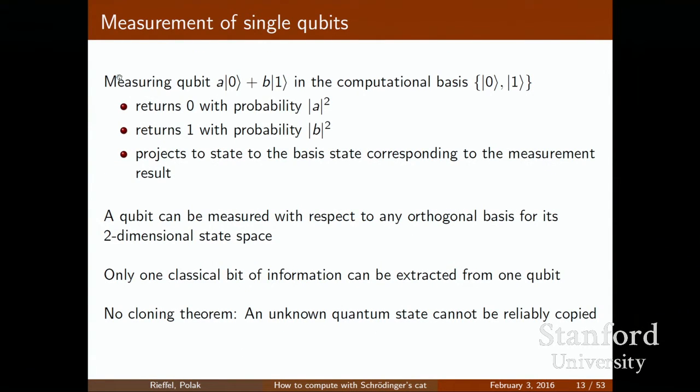And measurement of qubits is just like measurement of photons. And the key properties are that once you've measured it, it will be in the basis that it's measured. It doesn't stay in the superposition. And that means that only one classical bit can be extracted from a qubit, because you have to choose a two-dimensional basis, and you'll get one of those two outcomes. And you can't get around this by making multiple copies because of something called the no-cloning theorem.